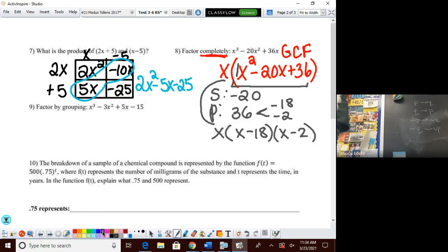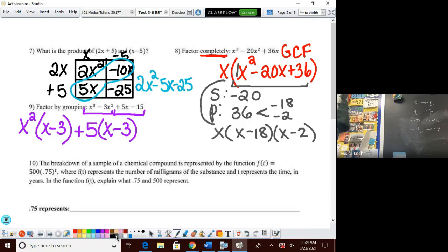Number 9, factor by grouping. You want to group the first pair of numbers together, find the GCF, which is x squared. Left over, you have x minus 3. Carry down the sign in between. Same thing with the second two numbers. Find the GCF of 5x minus 15, which is 5. Your second bubble has to match your first bubble. So your second bubble is also x minus 3. And then your final answer, x minus 3, and then everything else, just like sum and product, x squared plus 5.